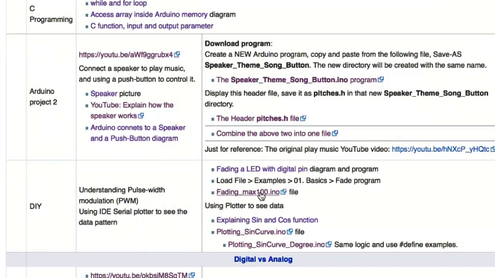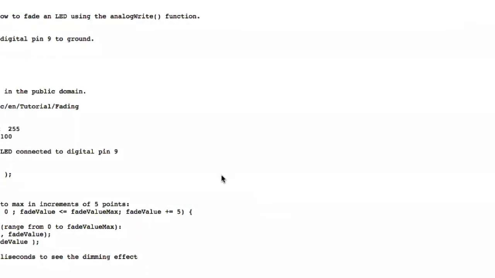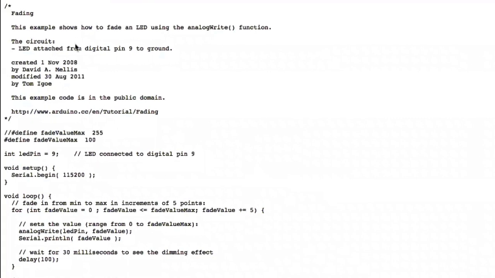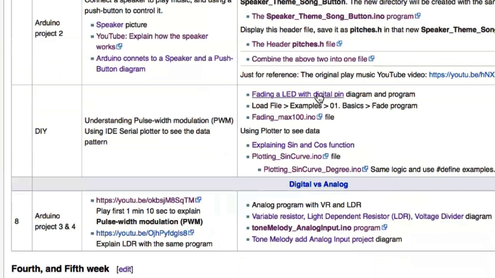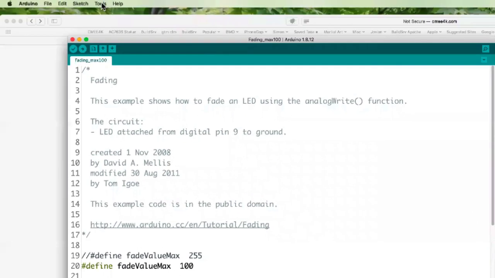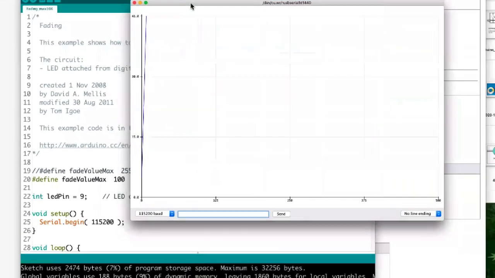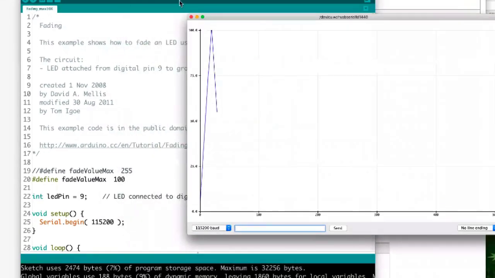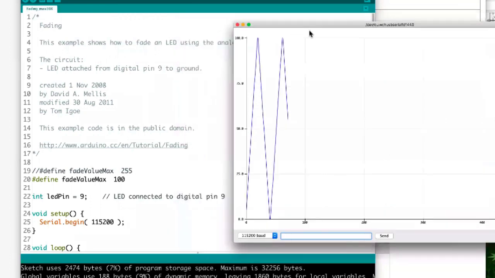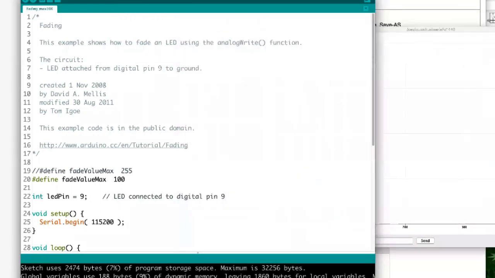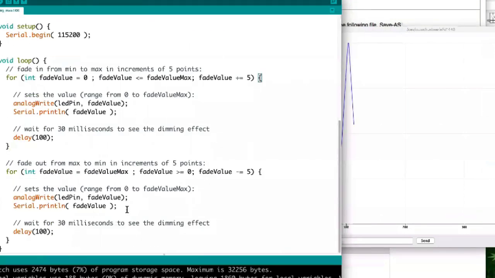This next one is very similar. You can upload it to your program. The circuit is exactly identical. It's just using a different type of program. If you go to the monitor, this program is interesting. I am generating a number out. So if you look at the program itself, I am just writing the number out here.